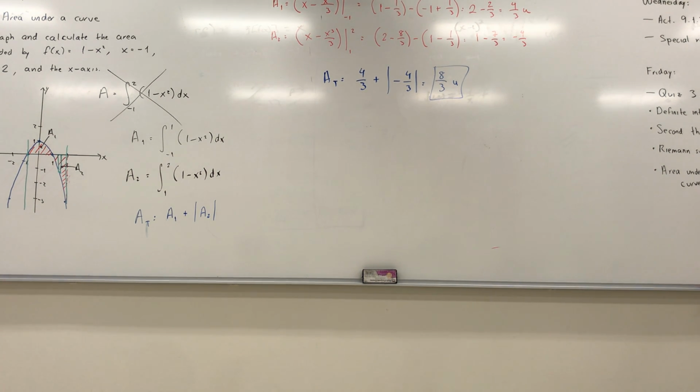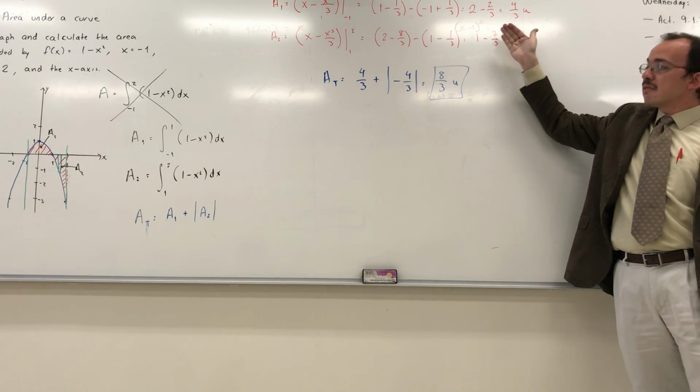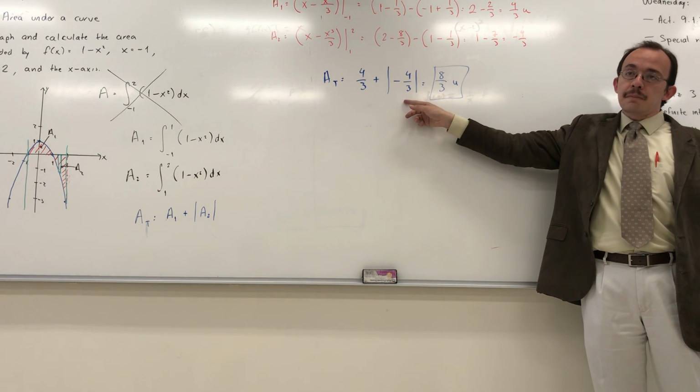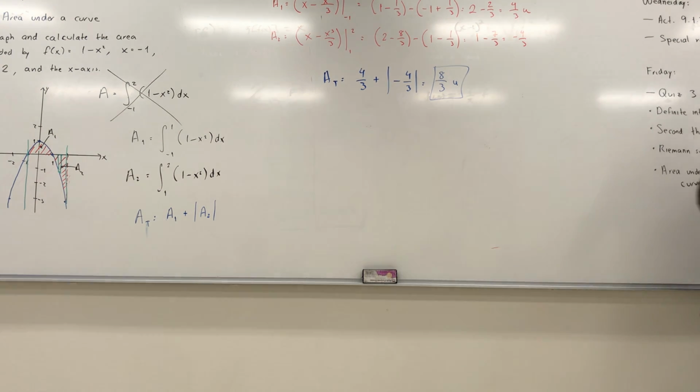Do you see what I did? I just got the value and it's negative. Why? Because in the integral, below the x-axis is negative. But to find the area, I change the sign to positive with absolute value. And add it. That's it.